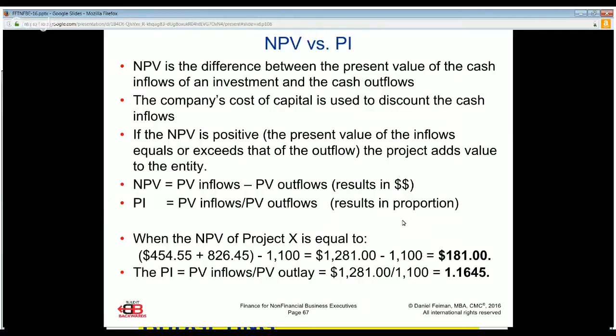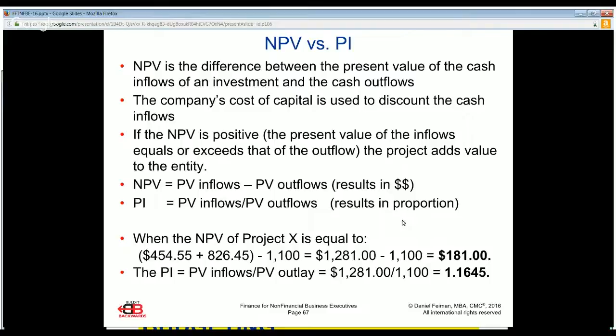You may recognize that as being very similar to a working capital calculation, where we looked at our current assets and current liabilities. Another way to look at the same information, to see on a proportional basis rather than an absolute currency basis whether the project is good or bad, is called the PI, or profitability index. Very similar to our current ratio when we were looking at working capital. We take the present value of our inflows, we divide them by the present value of the outflows.